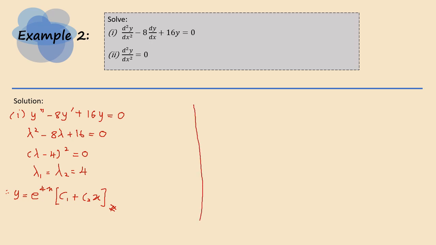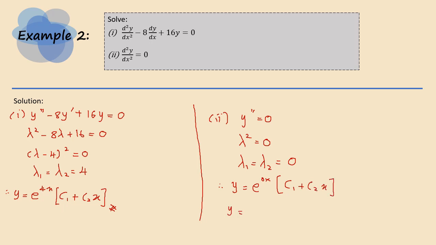So now let's move to the second equation. Okay, second equation we have y double prime is equal to 0. So our characteristic equation is lambda squared is equal to 0. We factorize this one, we will have lambda 1 equal to lambda 2 is equal to 0. So this equation also has equal roots. Then our general solution becomes y equal to e to the power 0x (c1 plus c2x). And since e to the power 0 is equal to 1, our general solution is c1 plus c2x.